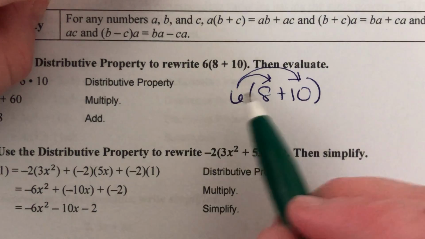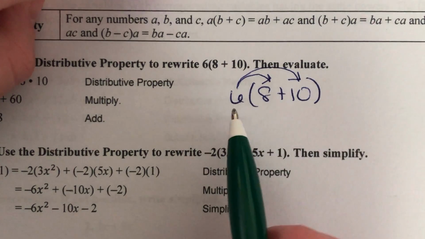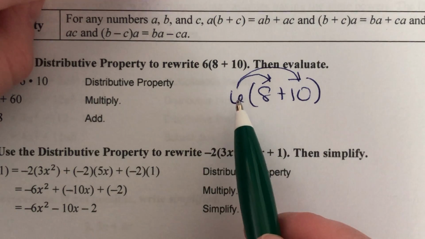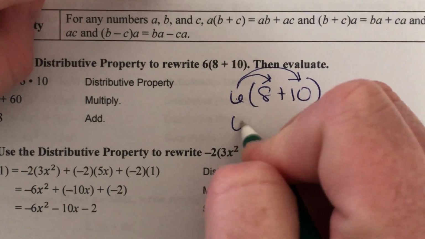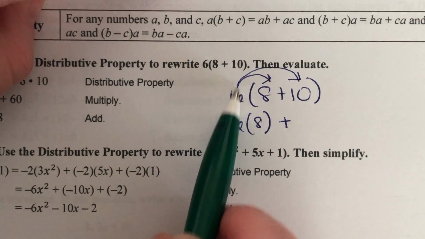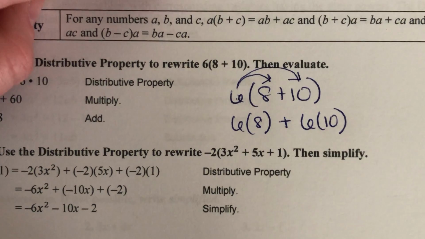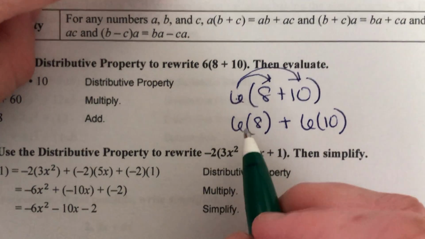And so what do I do? Is it 6 plus 8? Is it 6 minus 8? Is it 6 times 8? What is it? It's always multiplication. So I'm going to say 6 times 8 plus, and then I'm going to multiply 6 times 10. That's the distributive property. And then I just simplify.